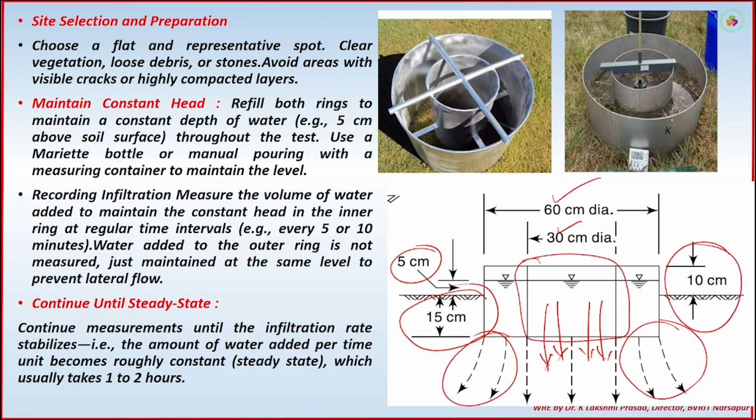Again, the method is simple actually. The only thing is we keep the head constant. But the principle is always for the infiltrometer to maintain constant head, noting how much water you are adding and by how much time you are adding it. Basically, the depth of water added divided by the time taken is nothing but the intensity, which is called the infiltration rate.